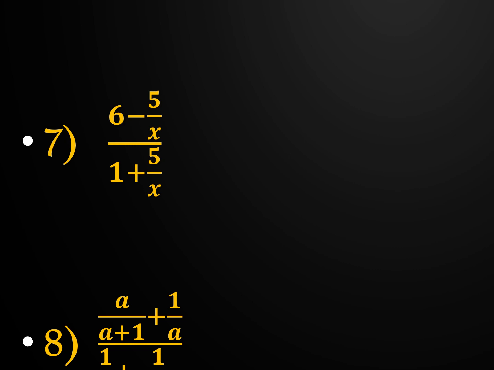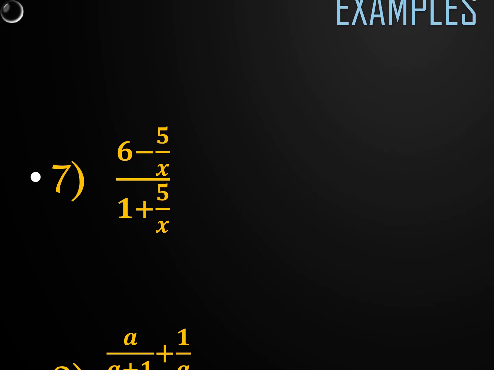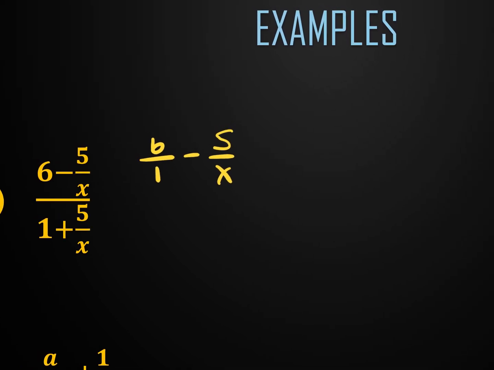6 and 1 are what kind of numbers? Whole numbers. What are they over? 1. All right, so let's just focus on our numerator right now. I have 6 over 1 minus 5 over x. What is my common denominator going to be between 1 and x? It's going to be x. So if I multiply the bottom here by x, then I multiply the top by what? X. So I'm left with 6x minus 5. Everybody understand? Agree with me?